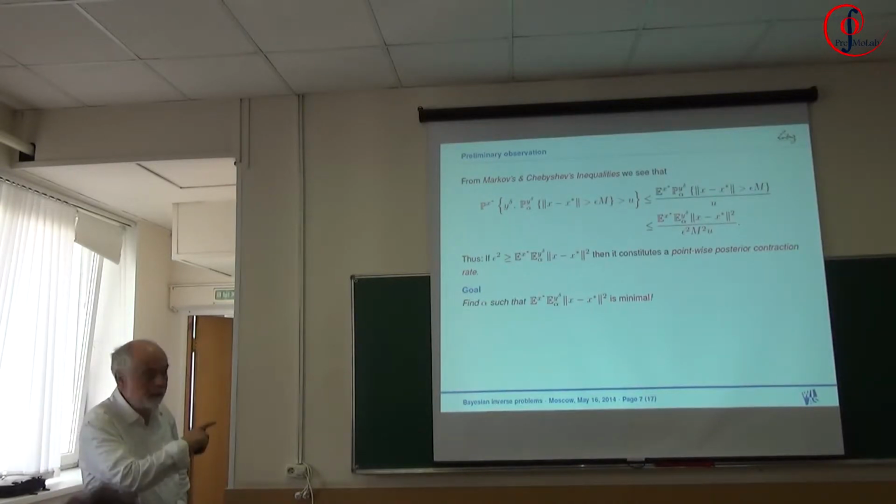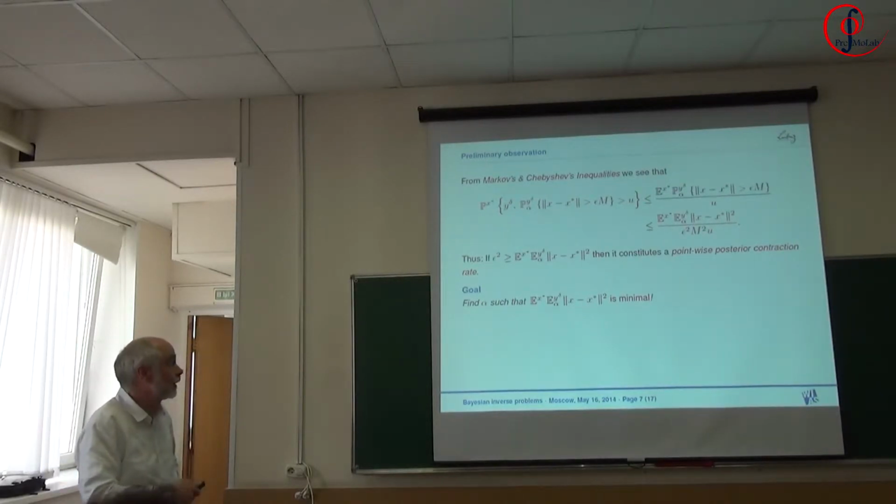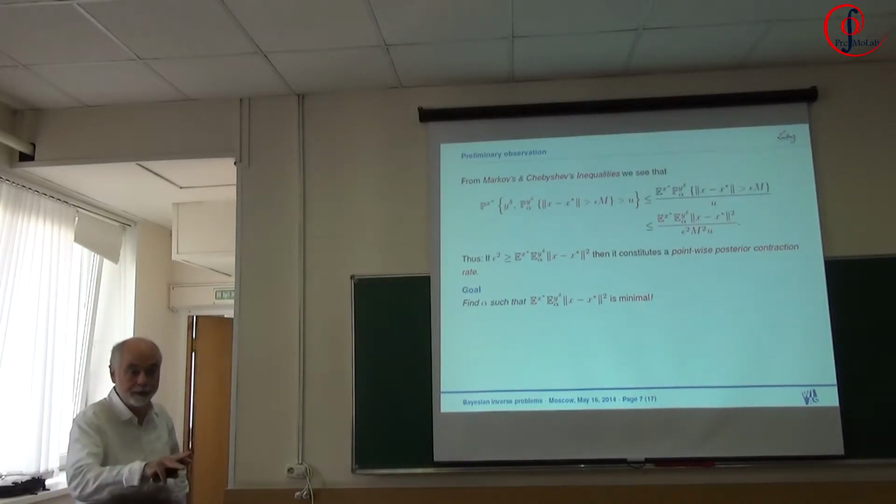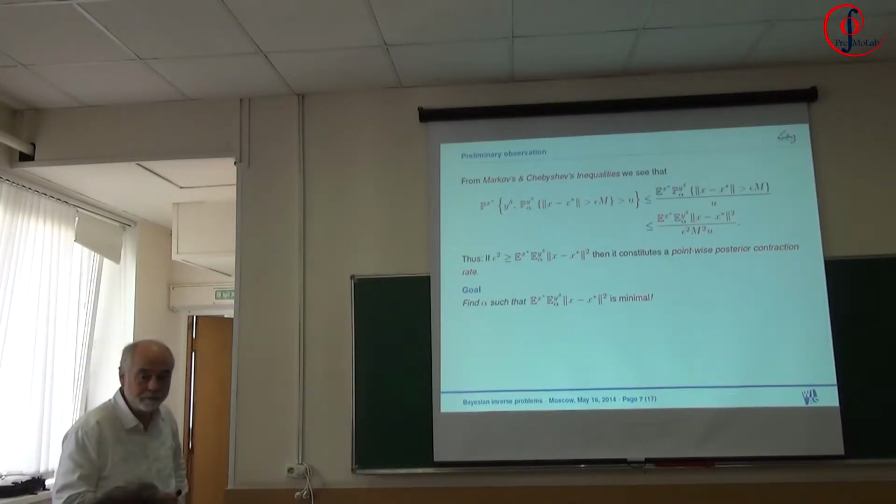No. Here the point is that we choose alpha based on the data, whereas otherwise you end up depending on x, not knowing x star, of course. You have no idea about x star. Yeah, but I just wonder about the notion of pointwise contraction rate. So this is a little bit strange.